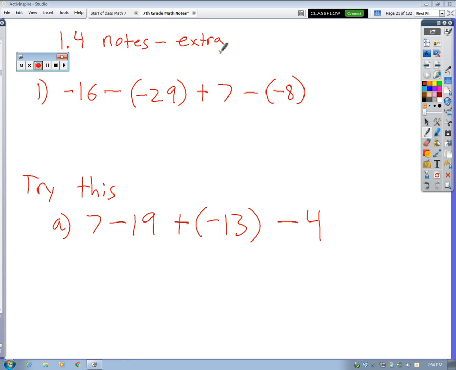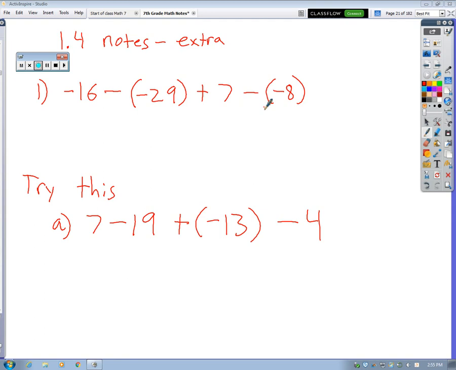I'm going to add on to 1.4 just to help you out on these type of problems so that you don't get stuck, because we have a lot of steps to do and I want you to be able to get through them. Notice that all of these problems have adding and subtracting only. That's the only two things we're dealing with.